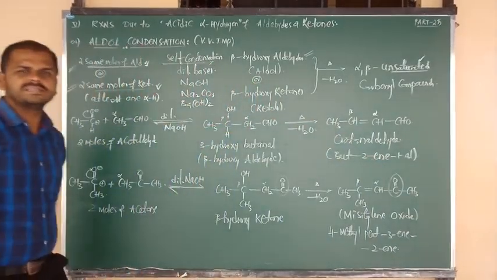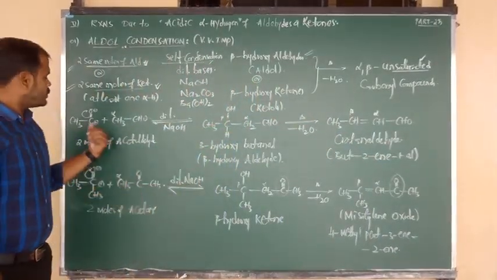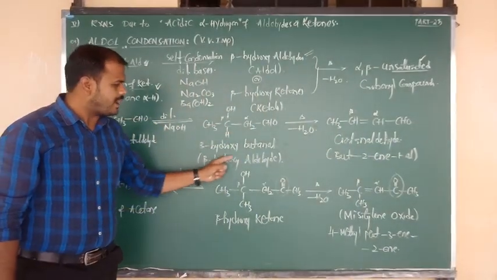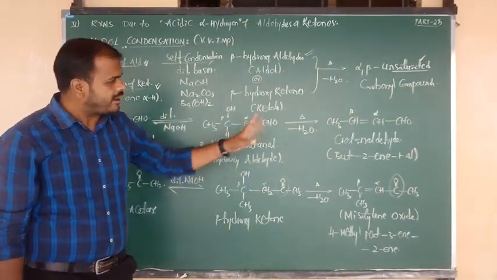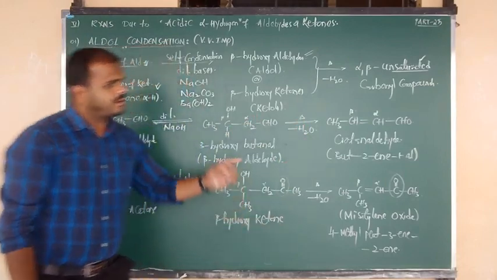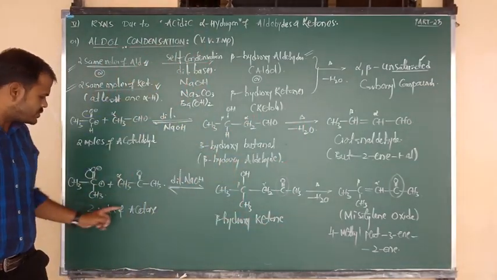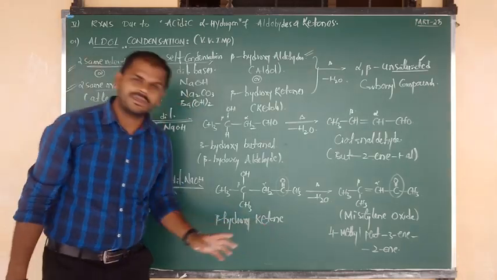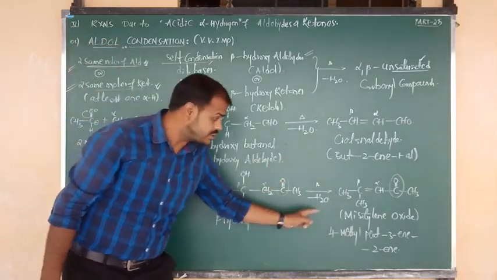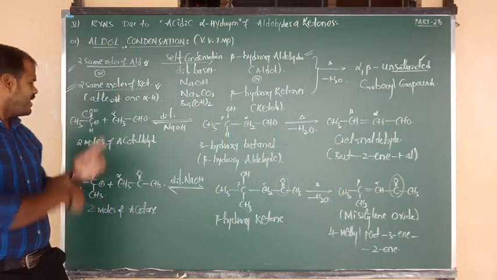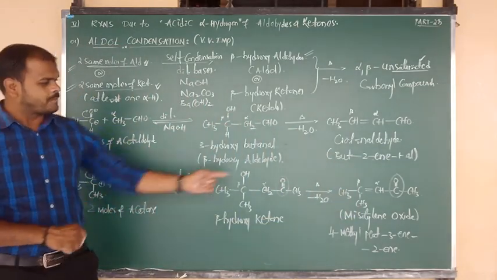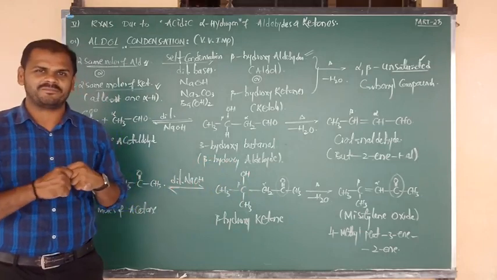Common name is nothing but mesitylene oxide. So 2 moles of acetaldehyde upon aldol condensation give beta hydroxy aldehyde, and finally it forms crotonaldehyde. Next, 2 moles of acetone upon aldol condensation give beta hydroxy ketone, which upon dehydration gives mesitylene oxide. So the acetaldehyde final product is crotonaldehyde and the acetone final product is mesitylene oxide.